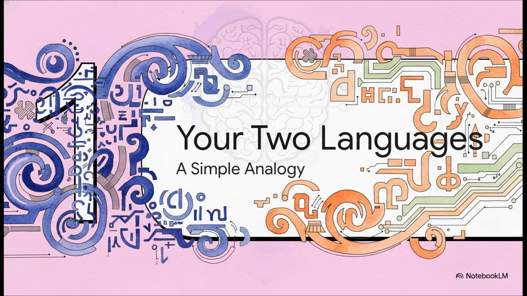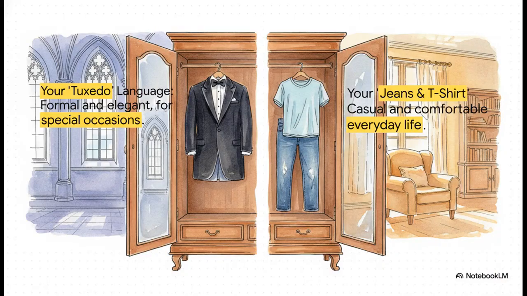So before we dive into the super official definition, let's frame this in a way that's way easier to get our heads around. Just imagine that you have two totally different languages hiding inside the one you think you speak every day. Think of your language like a wardrobe, okay? You've got your tuxedo language. It's formal, it's elegant, and you only break it out for those really special, important occasions.